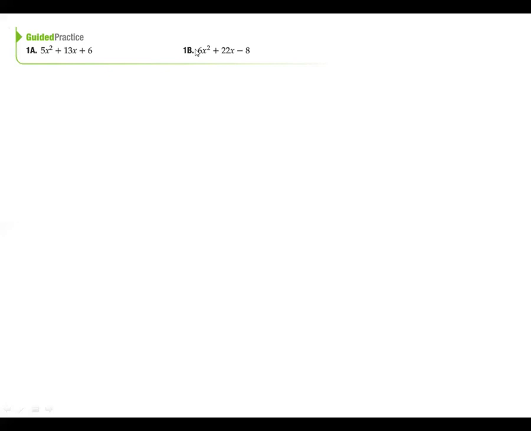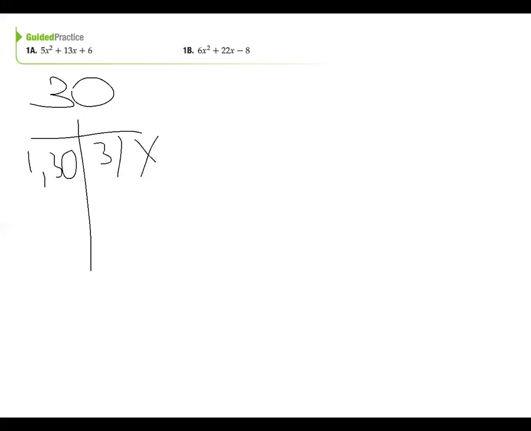Or part B right here. So let's do part A first. I multiply the 5 and the 6, I get 30, and I need factors of 30 that add to 13. Notice the 6 is positive and the 13 is positive, so both factors have to be positive. So factors of 30, 1 and 30, but that adds to 31, so that's not going to work. 2 and 15, but that adds to 17, so that's not going to work. 3 and 10, that adds to 13, so that works.